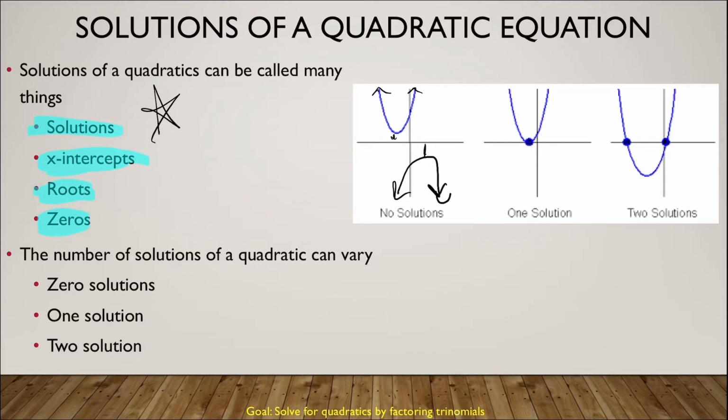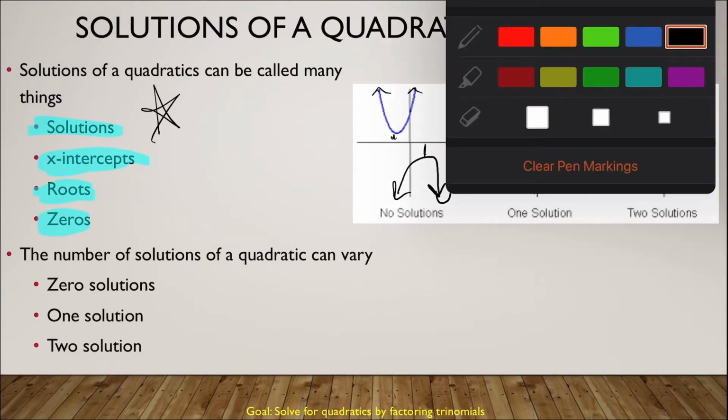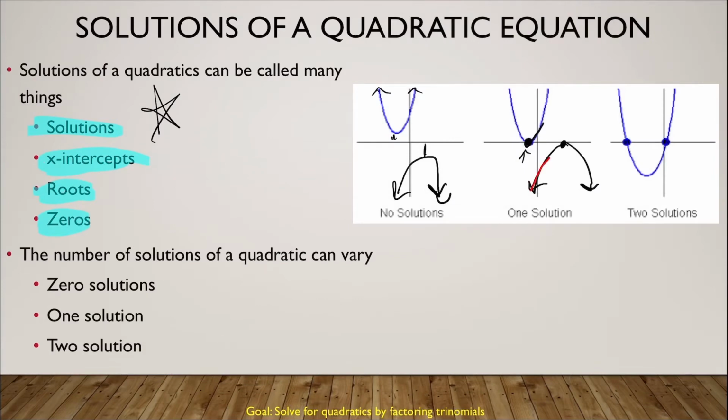The next one I have is one solution. That's if my vertex right here is right on the x-axis. I could have the same thing if I had something going downwards, right? It's just my vertex. Essentially what happens is it's coming up here, touches at that vertex, and then starts its way back down, okay?